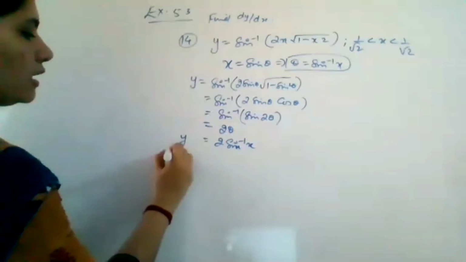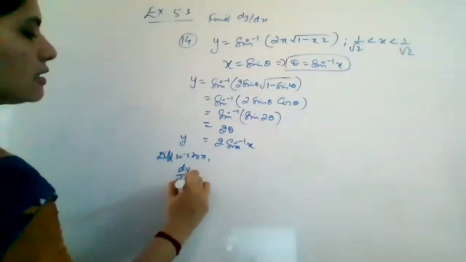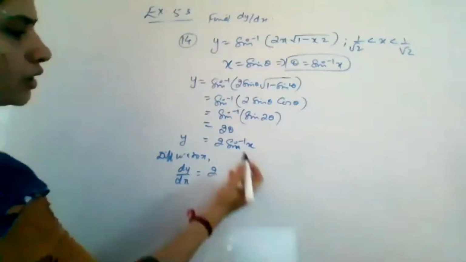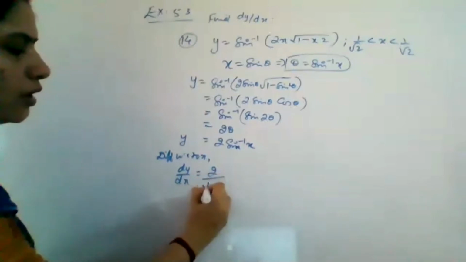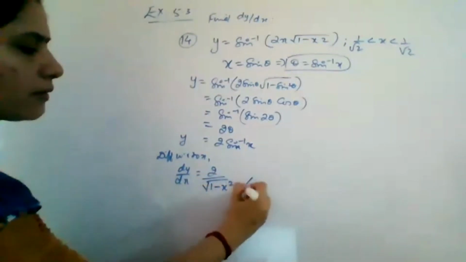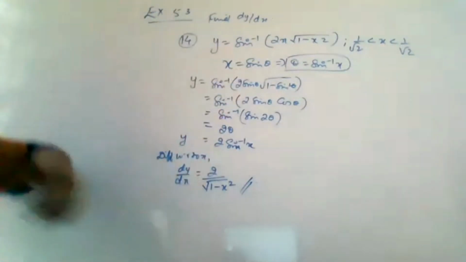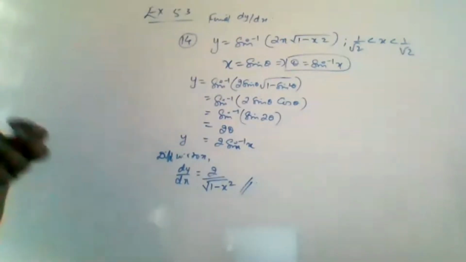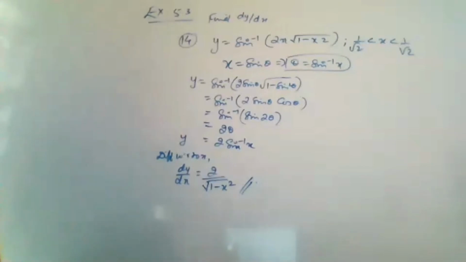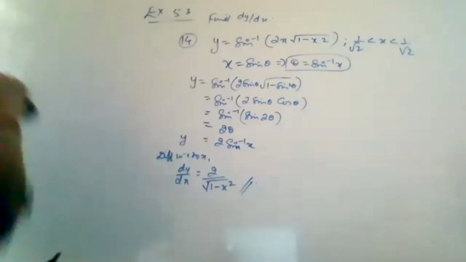Y. Now again differentiating with respect to x, we have dy by dx is equal to 2. What is the derivative of sine inverse x, you have studied? 1 by root of 1 minus x square. So your answer is 2 by root of 1 minus x square. If you have substituted the other way, you will get minus, because the derivative of cos inverse x will give you minus 1 by root of 1 minus x square. So depending on the substitution, you will get the answer. Clear?